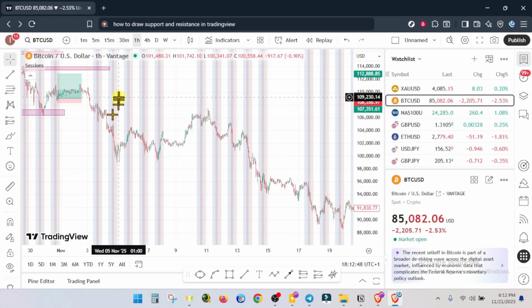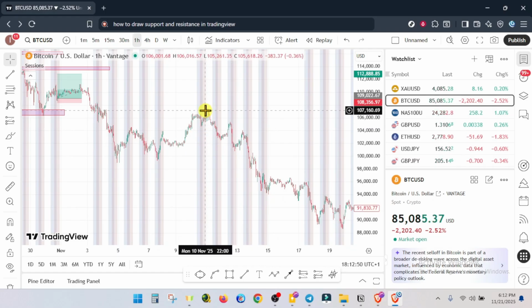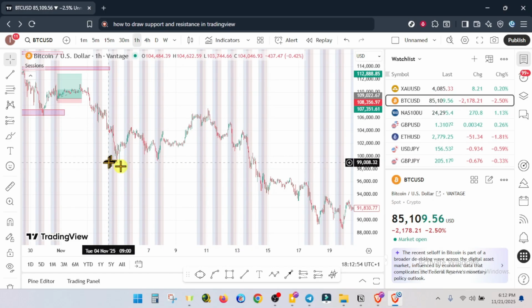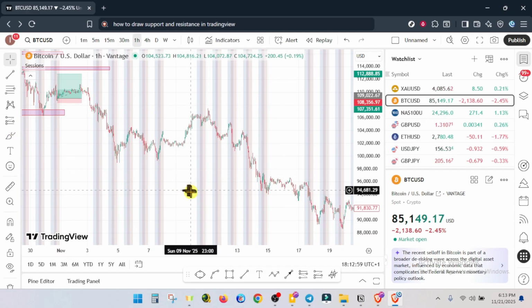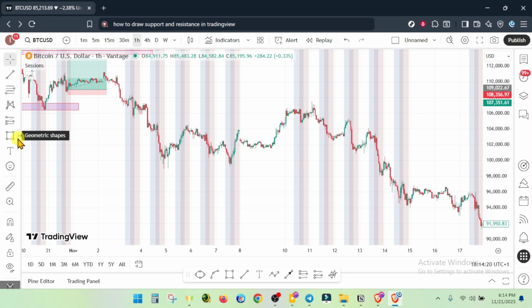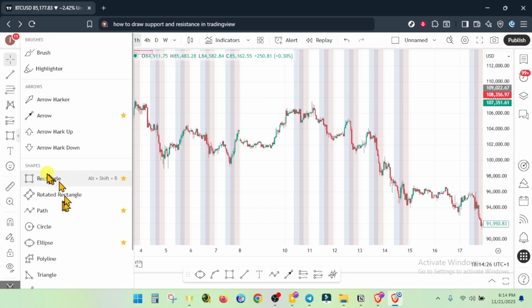So where do you see the highest reaction? This is the highest reaction. And where did you see the lowest? This is the lowest reaction. So you can simply just draw it from there. How do you draw it? Just go to the geometric shapes on the left hand side, click on it and look for the rectangle. You can simply favorite it so that you can see it here.